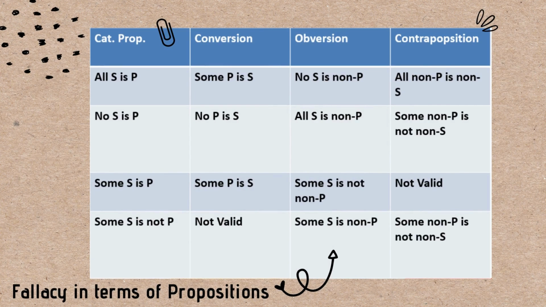I hope this tabular column will help you identify which category these four types of proposition fall under. So we have completed the traditional square of opposition and the distribution of terms, distributed and undistributed. In the next video, we will see what syllogism is. I will introduce what syllogism means.